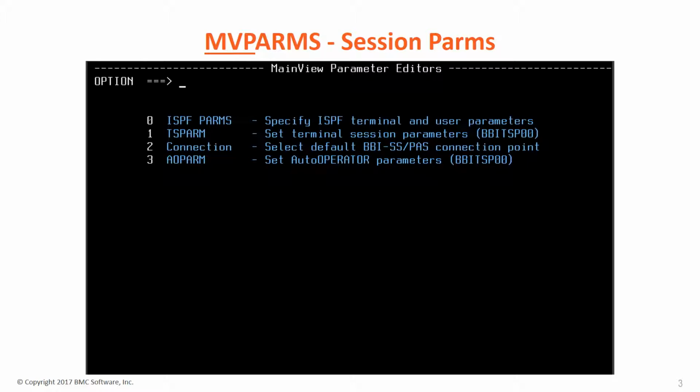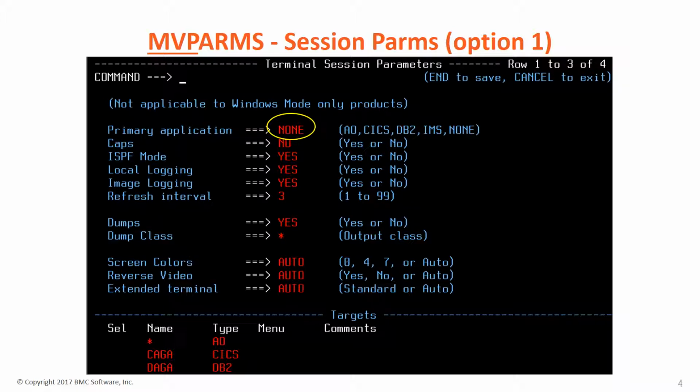The MVPARMS command, or MVP, allows you to set your session parameters. We're going to take a minute and go through each of these options. Option 1 is where we can specify our primary application, and that applies only to the BBISS OLTP based products. If we specify an application such as AO, we'll skip the menus and go directly into the auto operator menu. There are several other options that you can select here. If you need to know more information about them, use your PF1 key and you'll get some additional information.